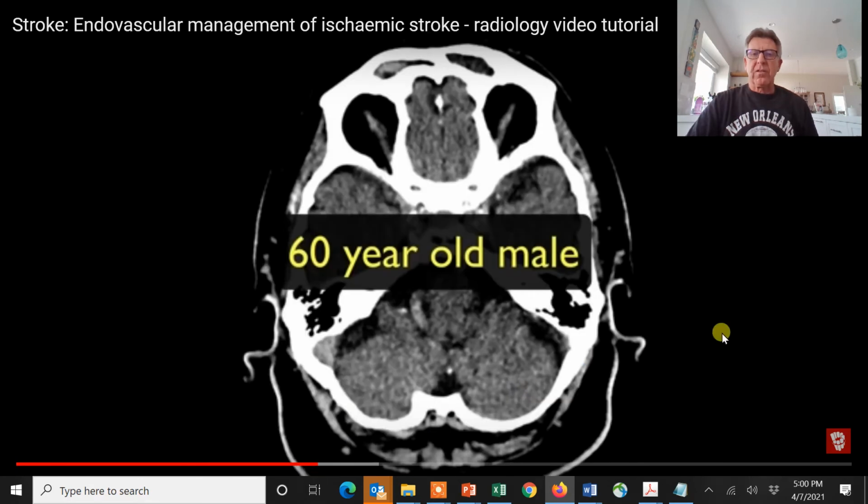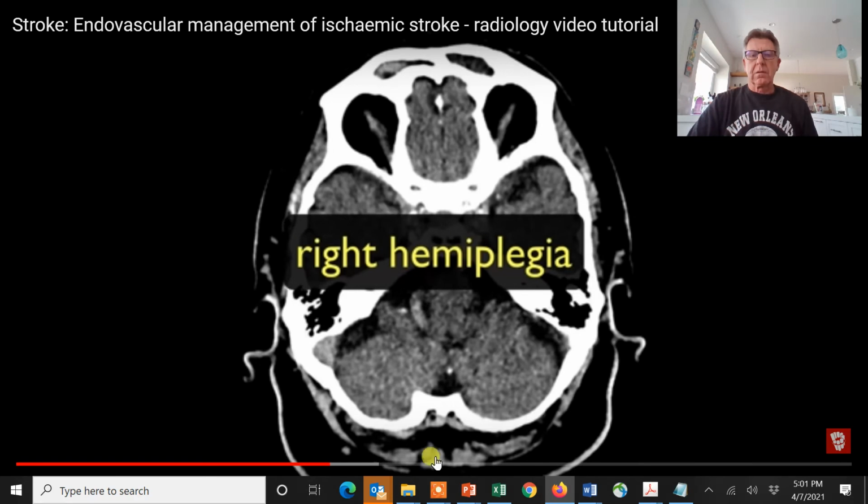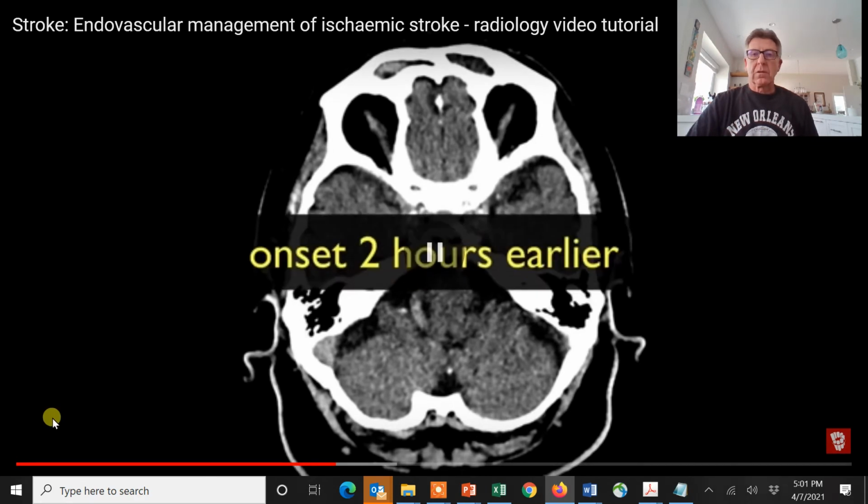A patient presented to our emergency department with a right-sided hemiplegia, which had a sudden onset only 2 hours earlier. 2 hours earlier, all right, he had a stroke, all right? Hemiplegia, he's got paralysis, okay? On the right side, it means it's on the left side of the brain.